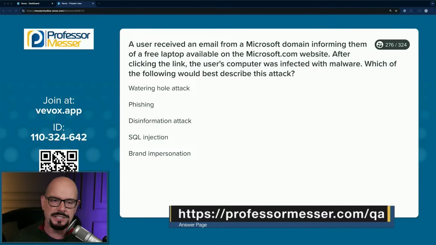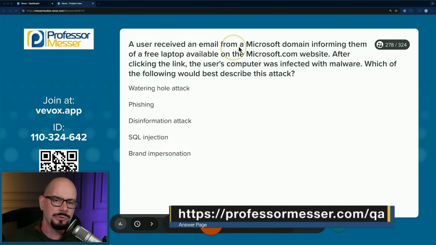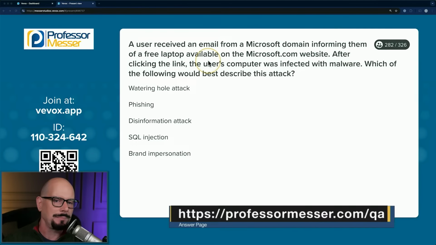The question again asks, a user received an email from a Microsoft domain informing them of a free laptop available on the Microsoft.com website. After clicking the link, the user's computer was infected with malware. Which of the following would best describe this attack? Is it a watering hole attack, phishing, disinformation attack, SQL injection, or brand impersonation? I think in this one, I could have chosen maybe three different options to get close. But which one is it really? Let's find out what you answered.